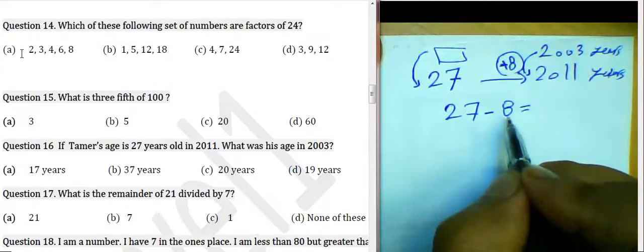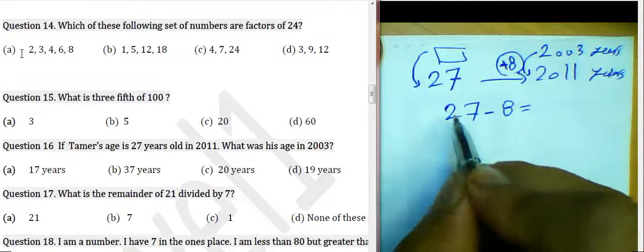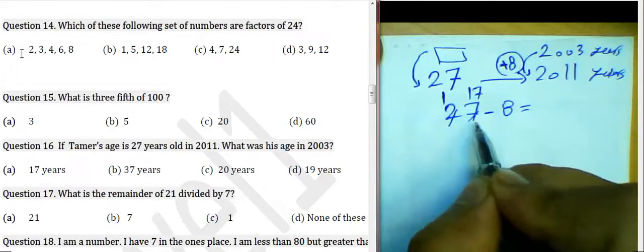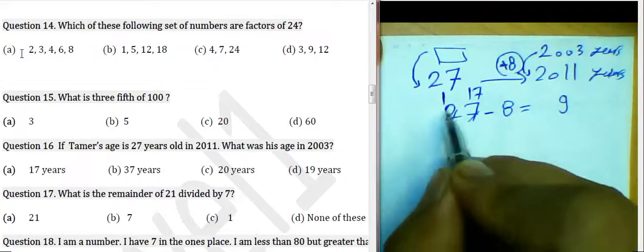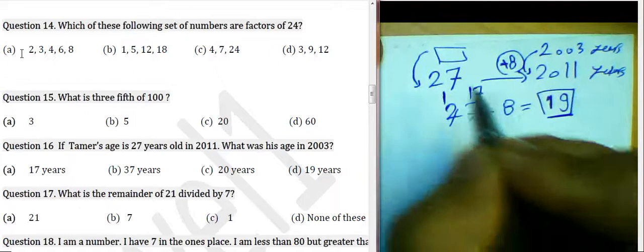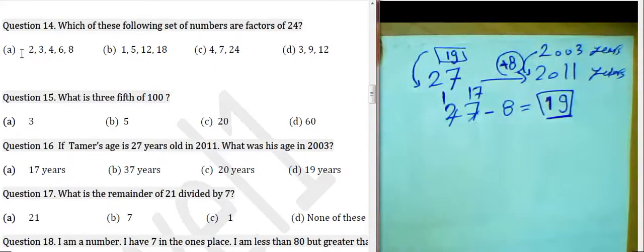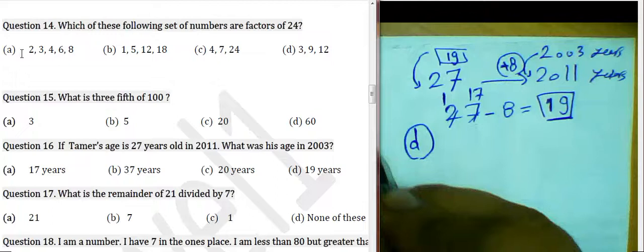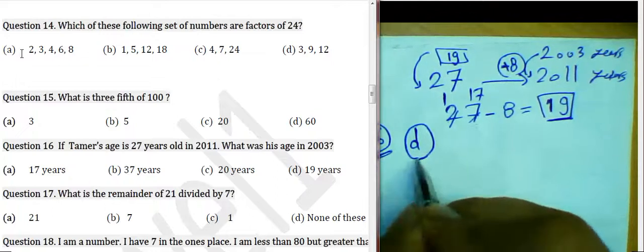27 subtract 8: 7 subtract 8, we can't do it. We must borrow 1 from 2, 2 will be 1, and 7 will be 17. 17 subtract 8 equals 9, and we write 1 here. 1 subtract 0 equals 1. Then his age will be 19 years. Letter D. We must choose letter D for question 16.